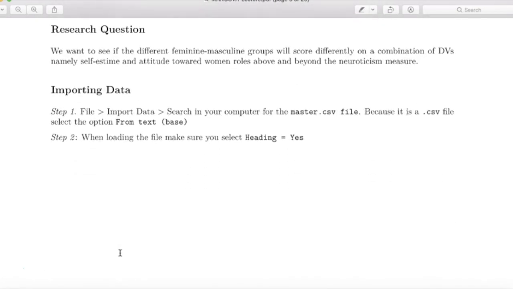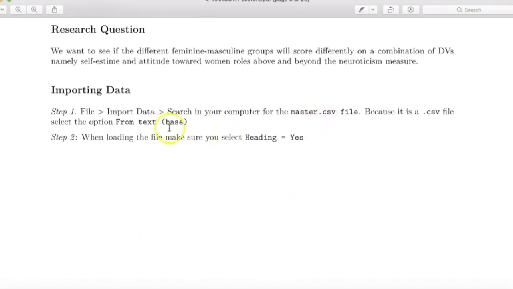Our research question would be, we want to see if the different femininity and masculinity groups will score differently on a combination of dependent variables, basically self-esteem and attitude, above and beyond that neuroticism scale. I'm assuming there's a theory behind this. We're going to use again the master.csv file.